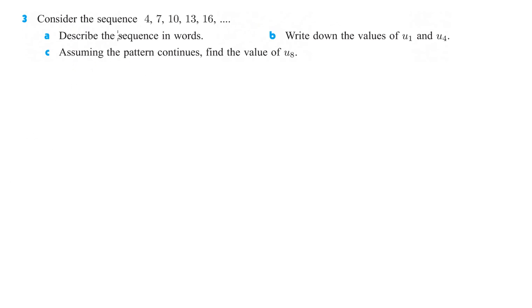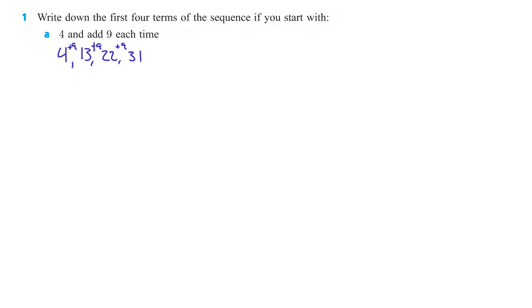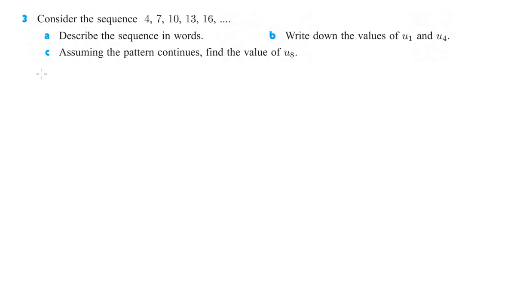All right. Number 3, consider the sequence 4, 7, 10, 13, and 16. Describe the sequence in words. Now what we can do is just take the info that we had on the one right before it. You start with blank and add blank each time. So A, start with 4, and in this case we're adding, let's see, plus 3 gives us 7, plus 3 gives us 10. So we're just adding 3 each time. Okay, and that should work out just fine for that one.